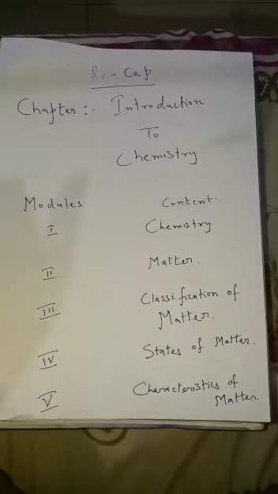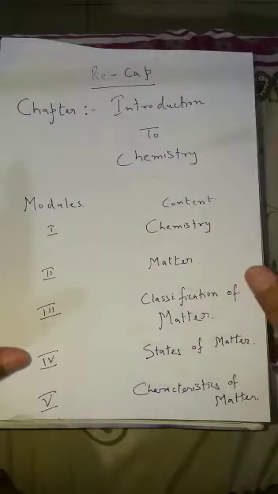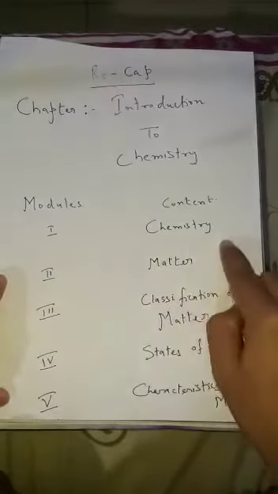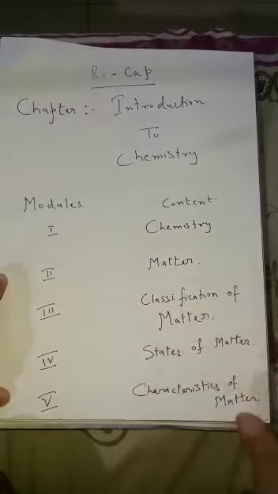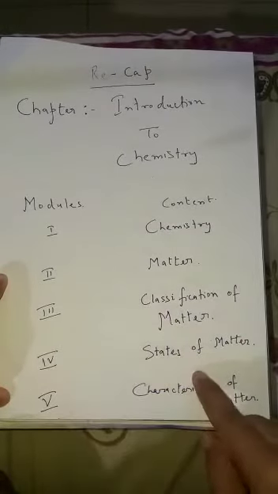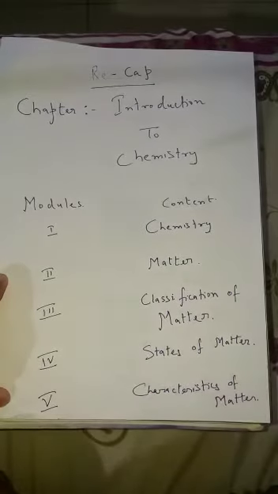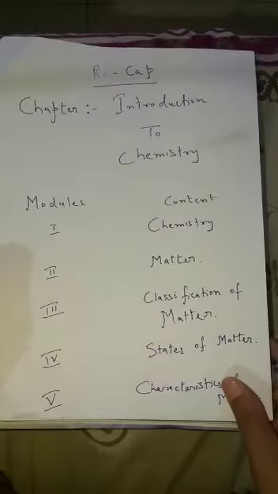This was the first chapter, introduction to chemistry, and in this video we are going to quickly recapitulate everything that we studied in different videos. So far I have already posted 5 videos. In the 6th video we are going to sum up everything that we learned in this chapter. In this introduction to chemistry, we had divided this chapter into 5 modules. In the first module we discussed chemistry, in the second module we discussed matter, in the third module we discussed classification of matter, in the fourth module we discussed states of matter, and in the fifth module we discussed characteristics of matter.